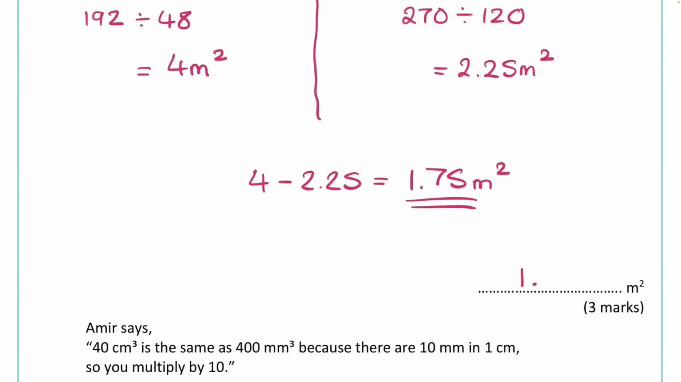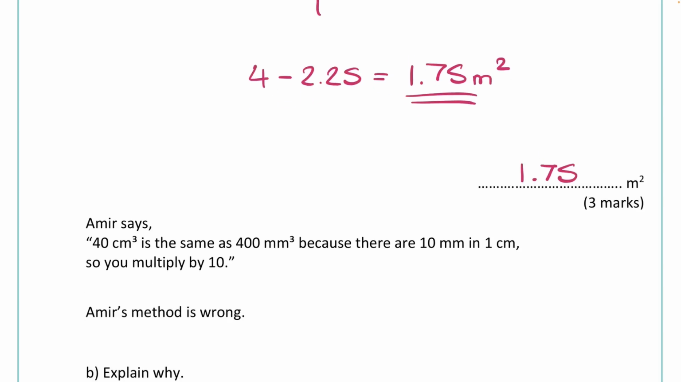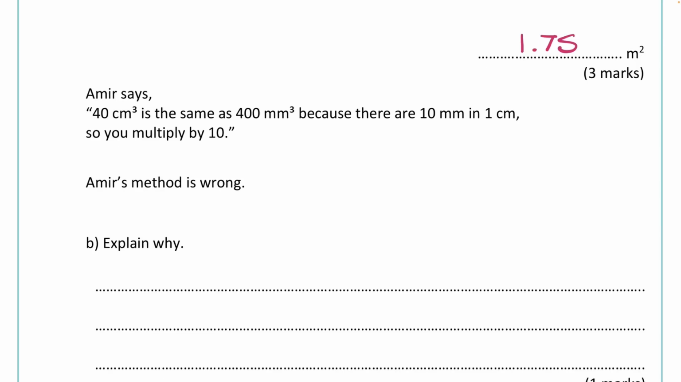So here we go, 1.75 is our final answer. Now part B here is looking at some area volume units. This one, particularly looking at volume units where we have centimetre cubed involved, says Amir says 40 centimetre cubed is the same as 400 millimetre cubed.